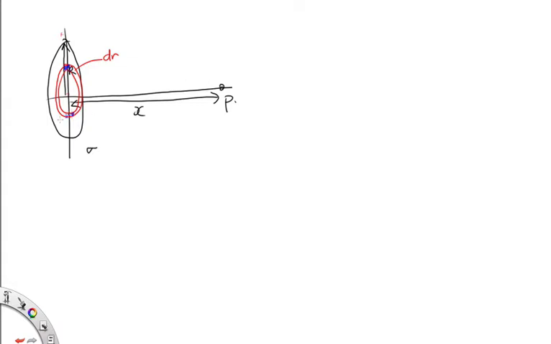So at P, because this point is positive, it's going to have an electric field up like this, and this point is going to have an electric field down like this. This is some angle theta, and that's our theta there. So you can see the vertical, the y components are going to cancel out, and the x components are going to add together.